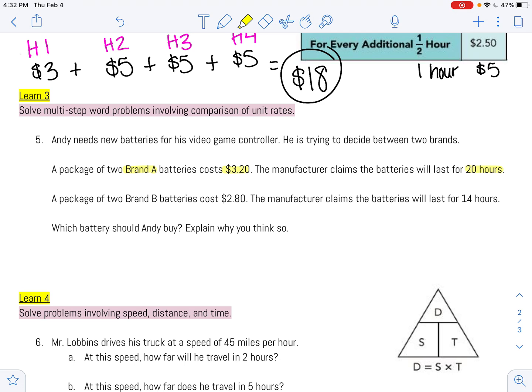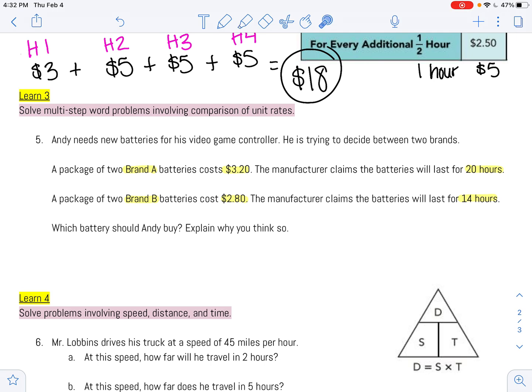A package of two brand B batteries costs $2.80. And this manufacturer claims that the batteries will last 14 hours. So our job is to decide which battery Andy should buy and then back up or justify our answer with an explanation.